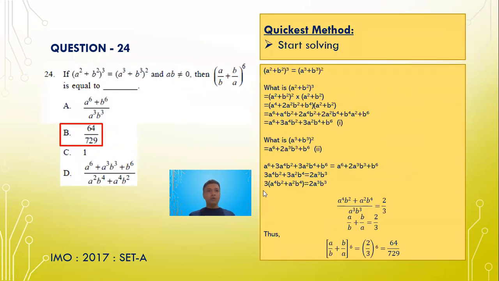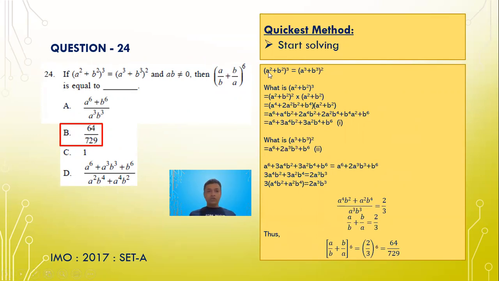Question 24. If (a square plus b square) whole raised to 3 is equal to (a cube plus b cube) whole raised to 2 and ab is not equal to 0, then (a upon b plus b upon a) raised to 6 is. Okay. Again, this is a very good question. I think this is the toughest question in the whole of the paper. So for questions like this you normally have to start solving, but once you solve, you will gain that confidence.